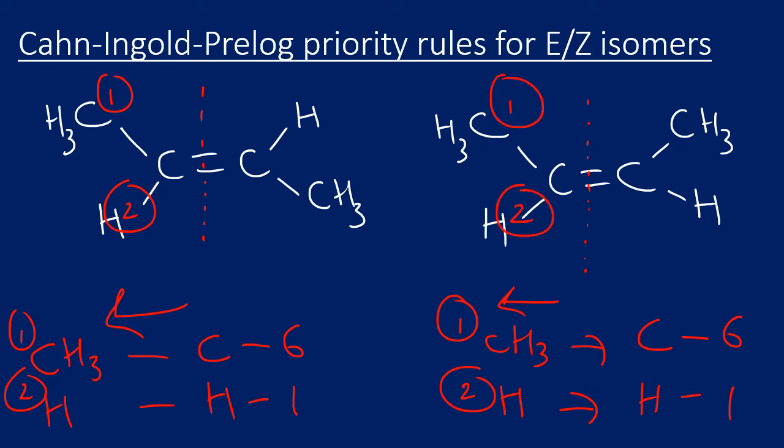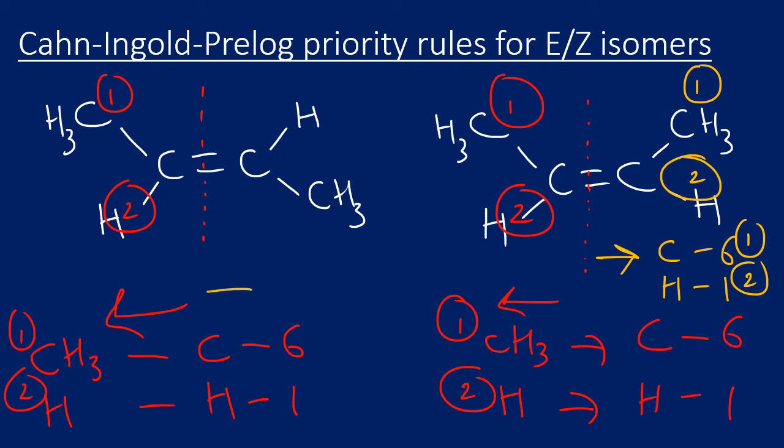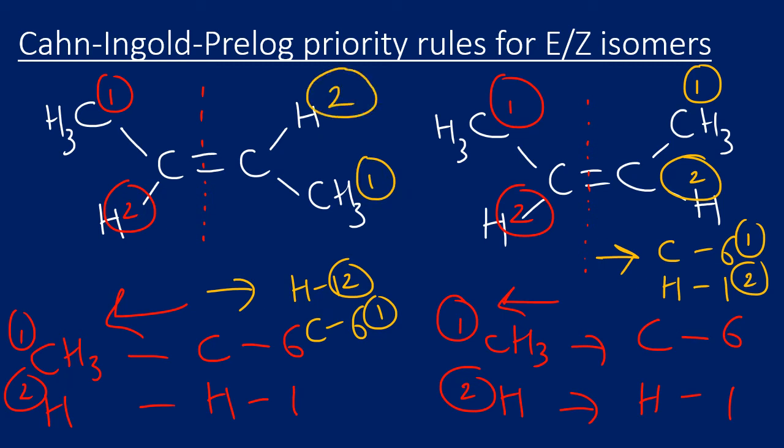Now we're going to go through the same reasoning, but this time I'm going to look at the right hand side. So I'm going through the same logic. On the right hand side we've got a carbon and hydrogen. This is atomic number 6. This is atomic number 1. 6 wins, that's the highest. So the highest priority is there, the second priority is there. I'll apply the same logic here. We've got hydrogen, which is 1, carbon, atomic number 6. 6 is higher than 1. So the number 1 priority is here, second priority is here. Now what we do is we look, and if the high priority groups are on the same side, as in here, look, so the number 1 priority is on the same side here, this is called the Z isomer.